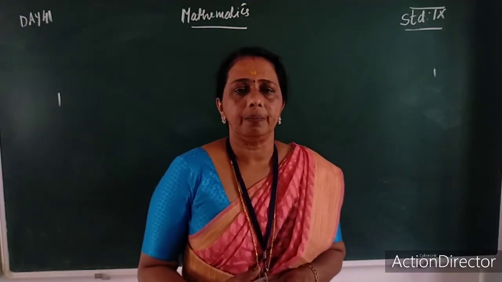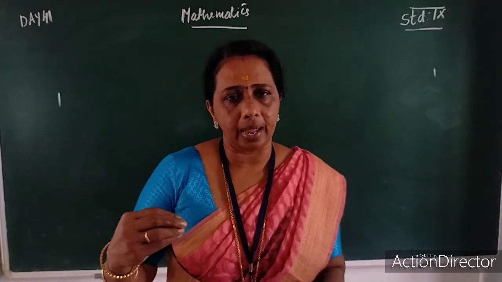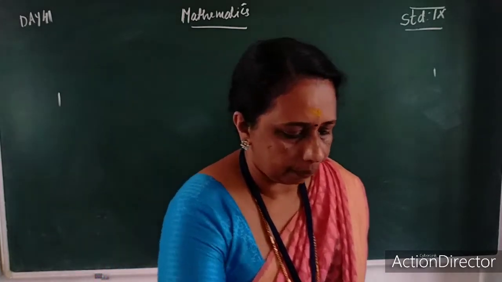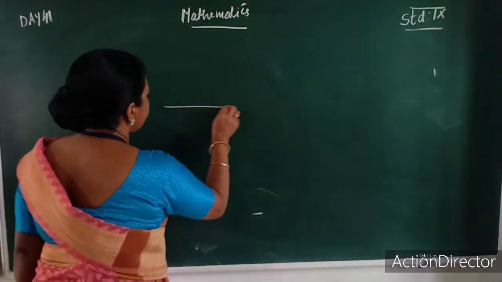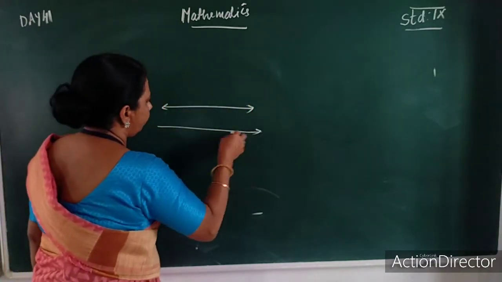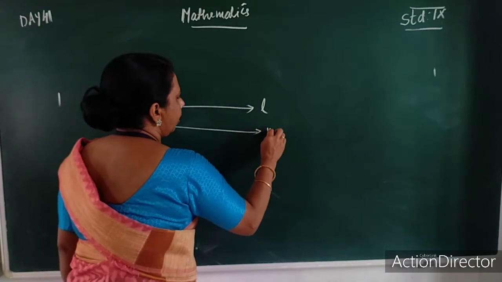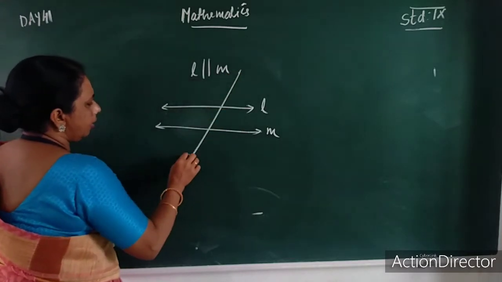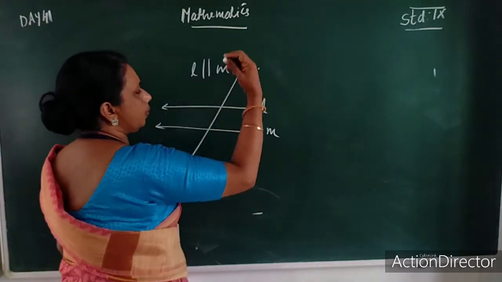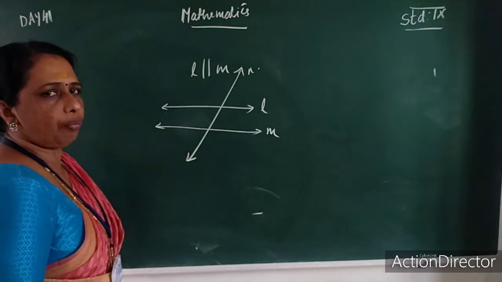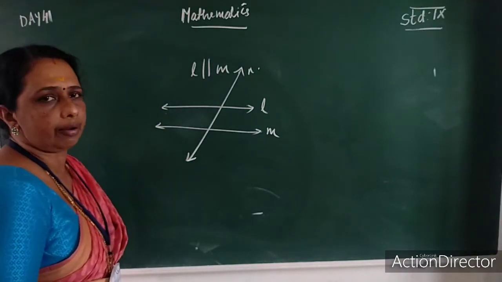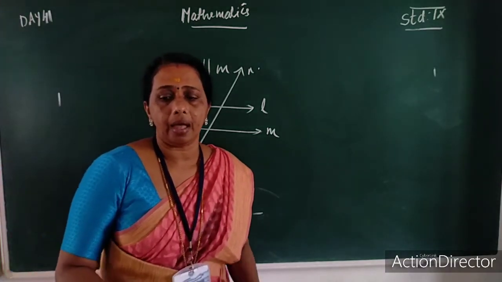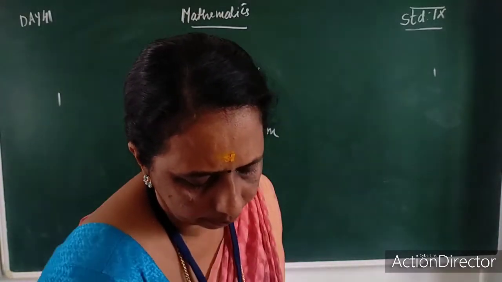Today we will study the properties of these angles when two parallel lines are cut by a transversal. Listen. Line L and M. That is line L parallel to M. And N is the transversal. Then here the angles are formed. Different types of angles are formed. So here we have to study the parallel lines and the types of angles.